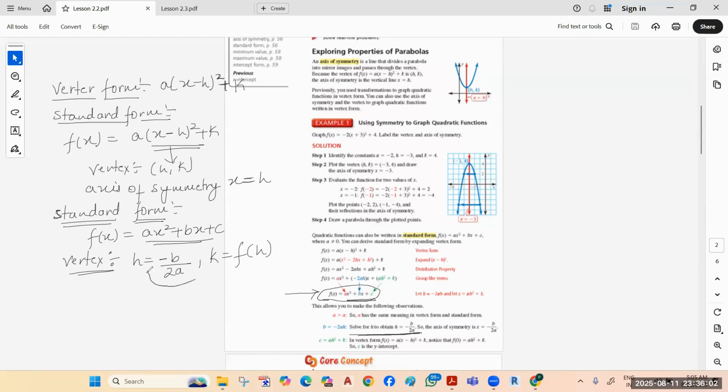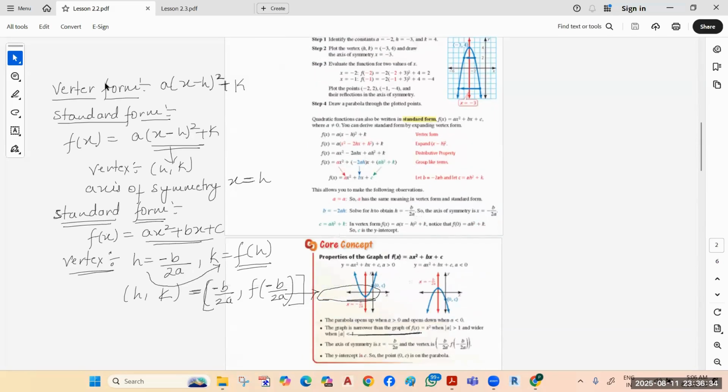Once you get the value of h, what is Pranav going to do? He is going to substitute that value in the given function and find out f of h, and that's going to be the y coordinate. So he will get the value of h and k, which is minus b over 2a and f of minus b over 2a. Got it? Okay, now we have seen.